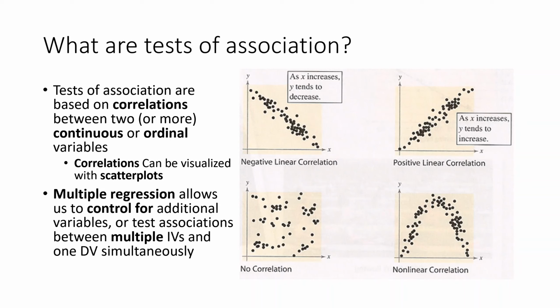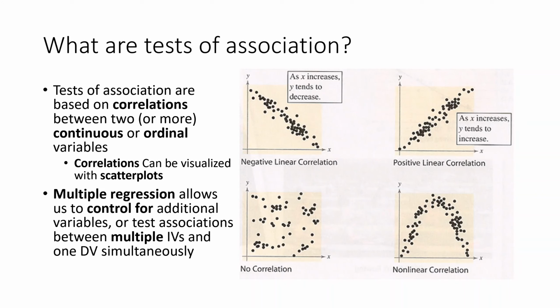So here on the top left, we see as x increases, y decreases. This is a negative correlation. In the top right, we see a positive correlation, where as x increases, y increases. In the bottom left, we see no correlation. There doesn't seem to be any correspondence between x and y. The points are random. And then in the bottom right, we see a nonlinear correlation, where as x increases, y first increases, then as x continues to increase, y then decreases.